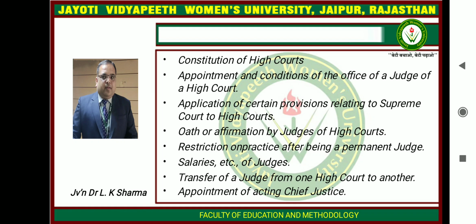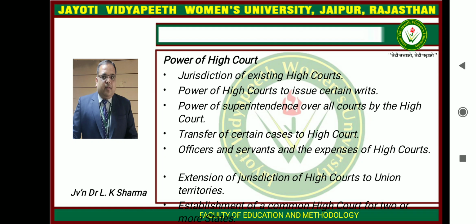Appointment of acting Chief Justice. Article 223 deals with this. When the office of the Chief Justice of the High Court is vacant, or when any such Chief Justice is by reason of absence or otherwise unable to perform the duties of his office, the duties of the office shall be performed by such one of the other judges of the court as the President may appoint for the purpose.